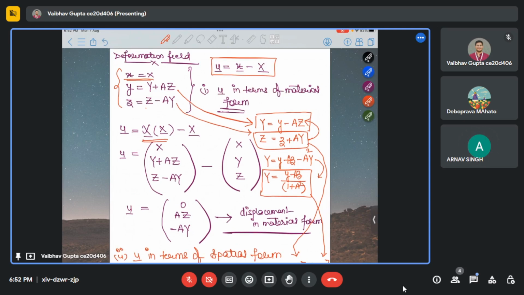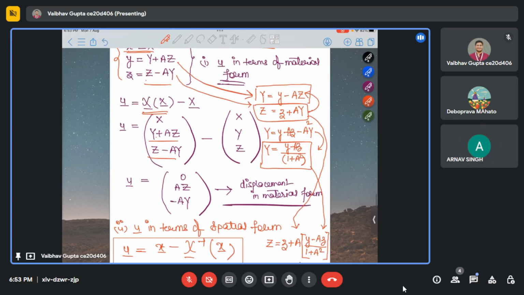Now how this small x is related to capital X: we wrote this small y is related to capital Y plus capital Z, and this small z is related to capital Z minus AY. We separated them with the reference configuration vectors x, y and z. Now in both equations all the capital terms are there, so we do the normal law of vector subtraction. So finally we get this. This is nothing but the displacement vector in material form.